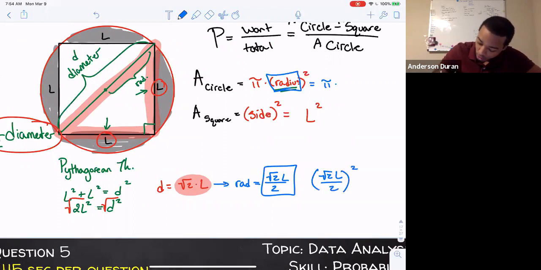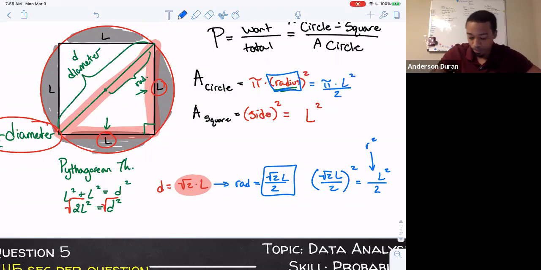If we square it, we will have the square root of 2 multiplied by itself, which will become 2. L squared is L squared. 2 squared is 4. So I had to square everything. So now I'm going to simplify this before I put it in. So that would be L squared over 2. So again, this right here is the radius squared. So that's what I'm inserting right here for the radius squared. So that would be pi multiplied by L squared all over 2.